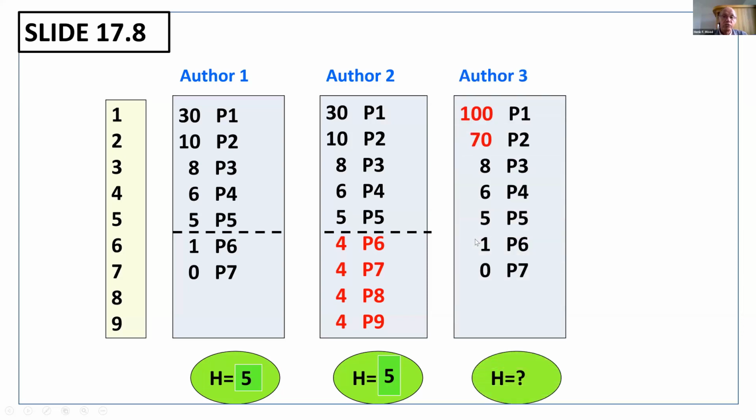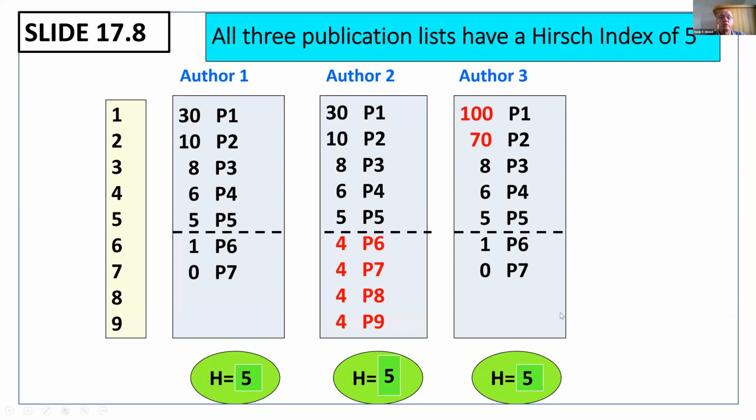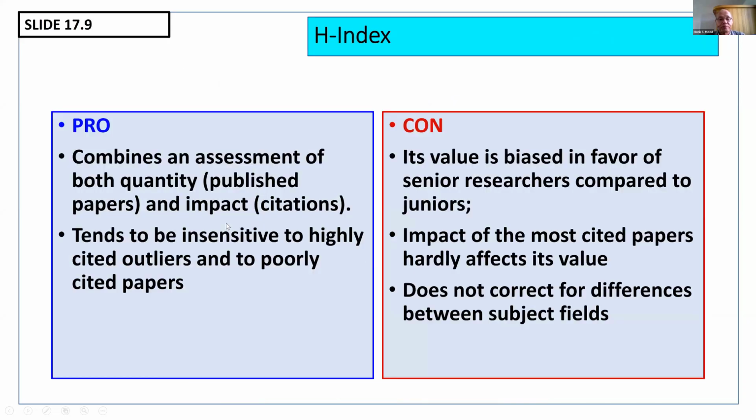But now I have an author that has 2 very highly cited papers. One cited 100 and the second cited 70 times. Now, what is the Hirsch index of this author? It's again 5. So all these 3 profiles, so to speak, they give rise to the same value of the Hirsch index. And this is, of course, a limitation of this index.